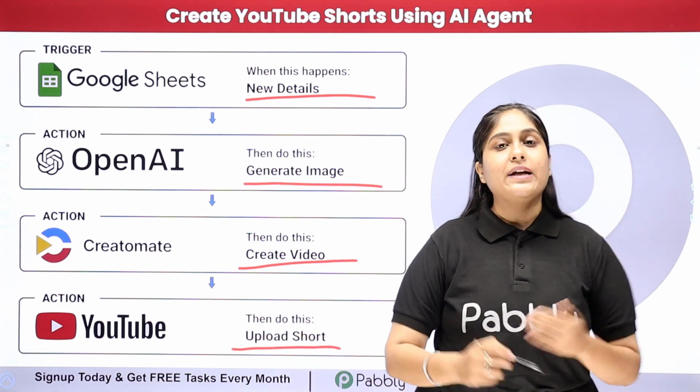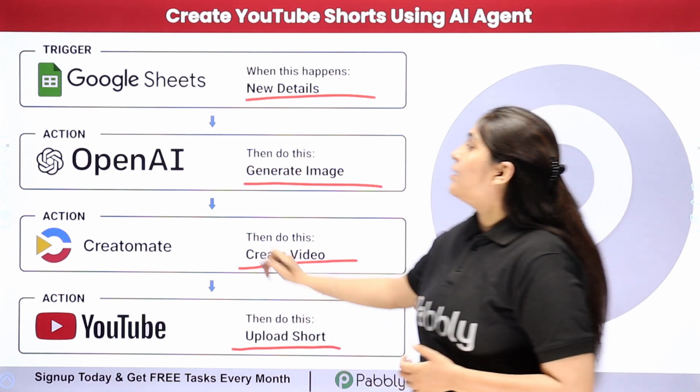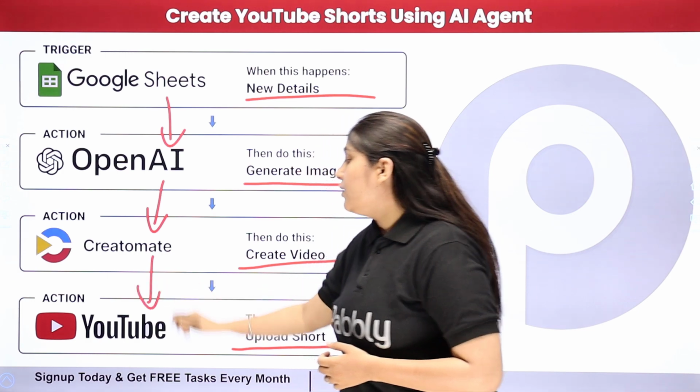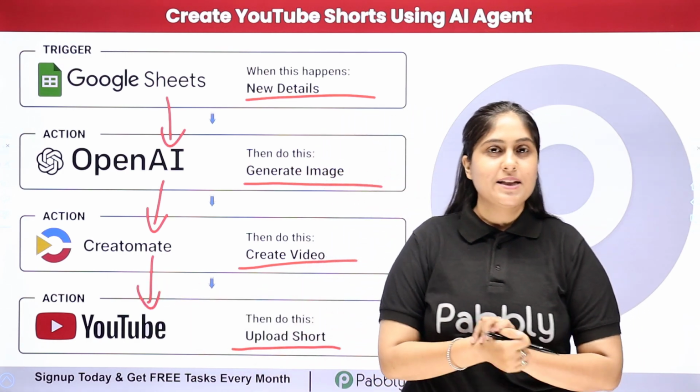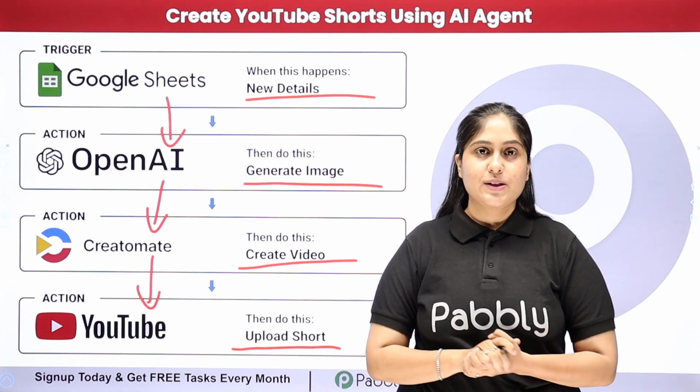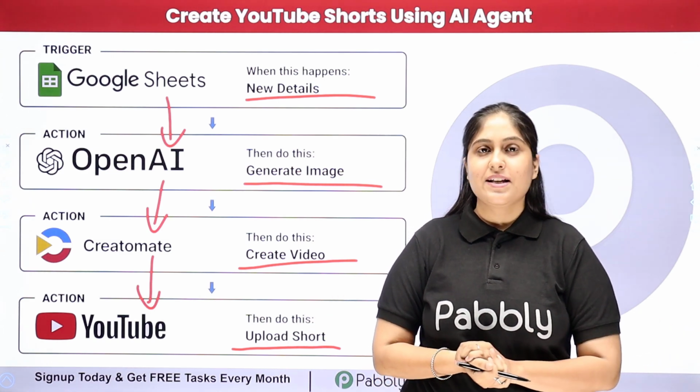Now to automate the entire process, I need to connect my Google Sheets with my OpenAI account, Creatomate account and YouTube using an automation software named Pabbly Connect. To see the working of this automation and to learn this process step by step, let me take you to my screen.